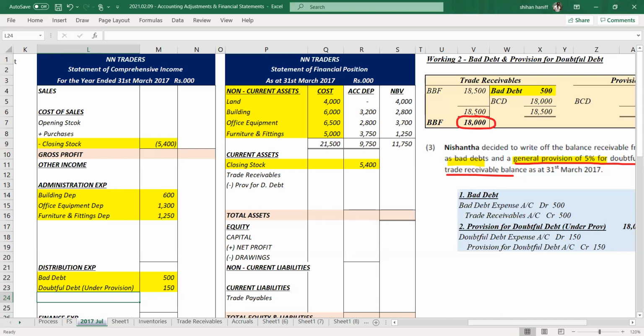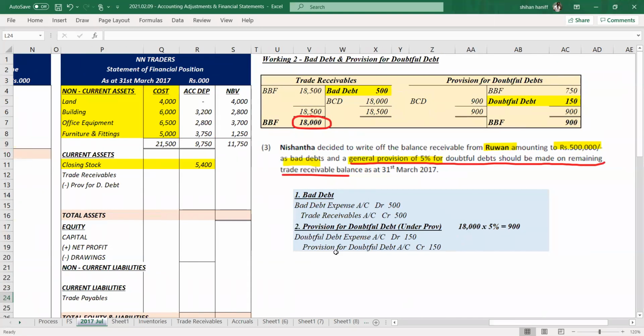There is a question. Sir, if there is no opening balance, we can directly write 900. Yes. If the opening balance is 0, let's say there is no opening balance, then this should be 900. So 900 will be transferred to the income statement.